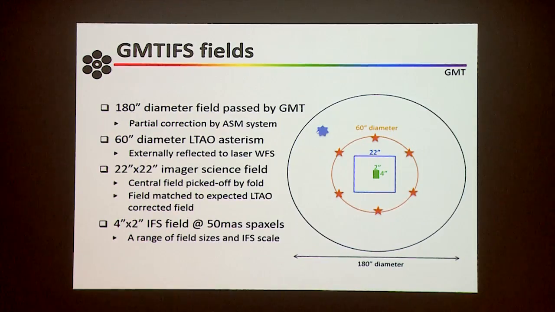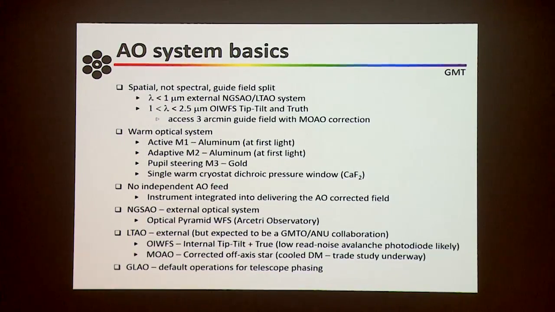So this is the configuration we've got. Here's our natural guide star somewhere within that outer field, the inner field for the laser tomography stars, and then the 2 science fields within that. The AO system is spelt out here in a little bit more detail. The spatial, not the spectral, guide field is split. There's the external natural guide star LTAO system, and then we've got an on-instrument wavefront sensor tip, tilt and truth system. That's happening actually within our instrument.